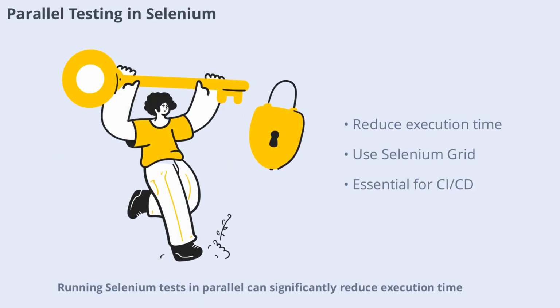Running Selenium tests in parallel can significantly reduce execution time, especially for large test suites. Tools like Selenium Grid and TestNG's parallel execution features make it easy to distribute tests across multiple machines or browsers. This approach is essential for continuous integration and delivery pipelines, where speed and reliability are critical.